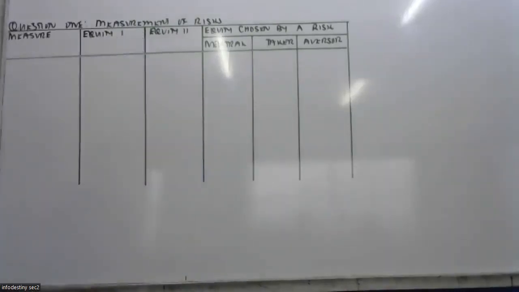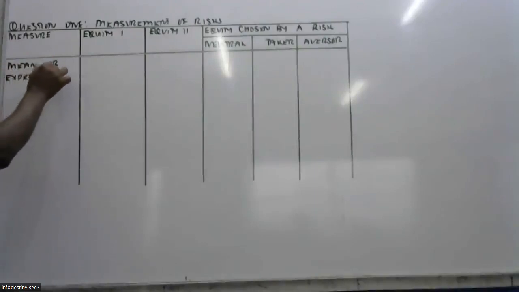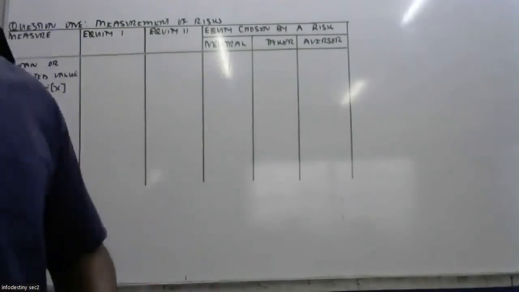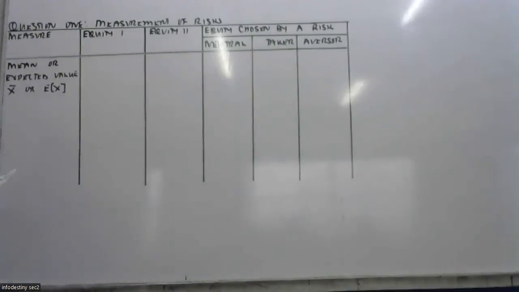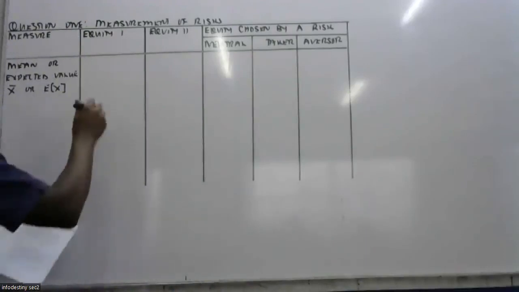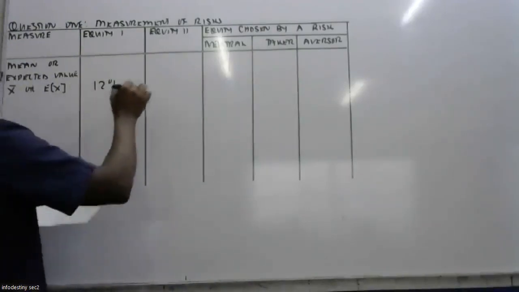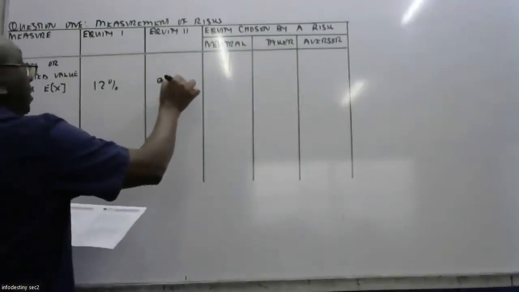Now, the first measure is the mean. Remember, mean we also call expected value, which is normally given as either X bar or the expected value of X. Those are things that we have looked at. Now, for equity 1, according to this question, the average return is 12%. At equity 2, the average return is 9.5%.